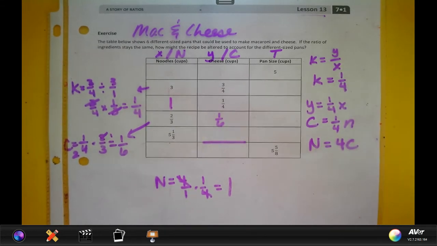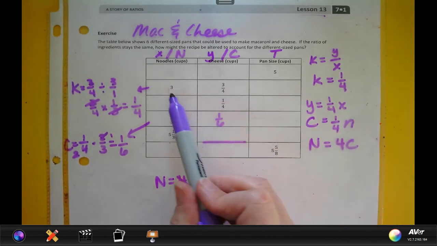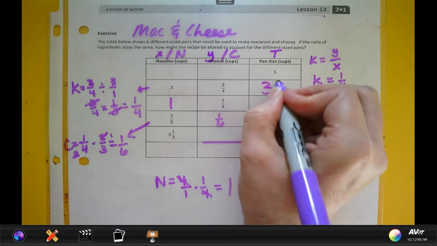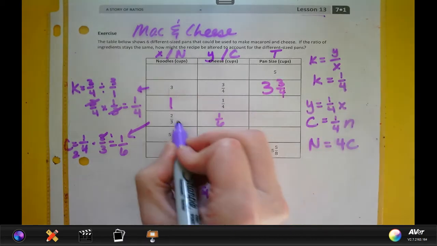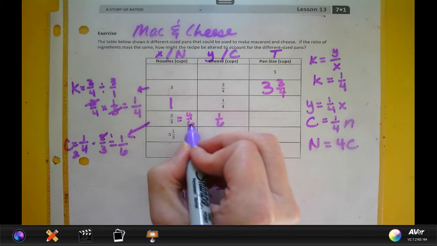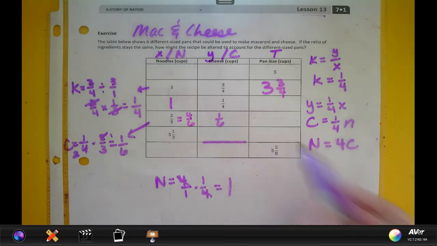Now, I can also fill in the totals by adding these together. Just 3 plus 3/4, 3 and 3/4. Make this one 4/6, so they have common denominators. Add across. Add your answer here.